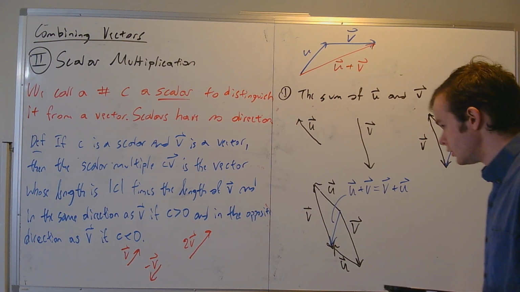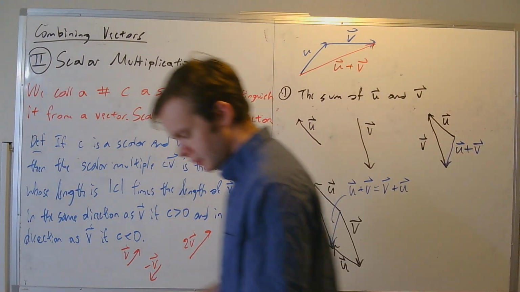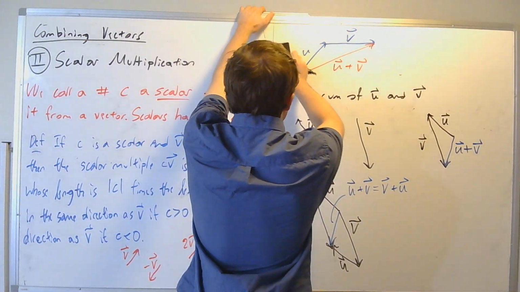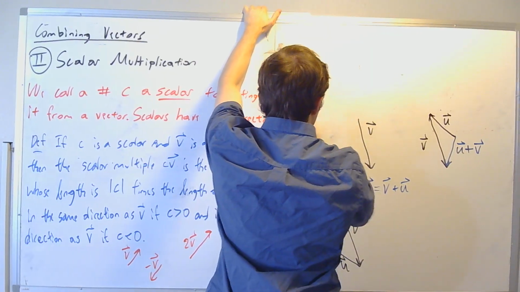So the next section here, so that's how you multiply a vector by just some number. And the third section here is vector subtraction. So we learned how to add vectors, but we also want to know how to subtract vectors.